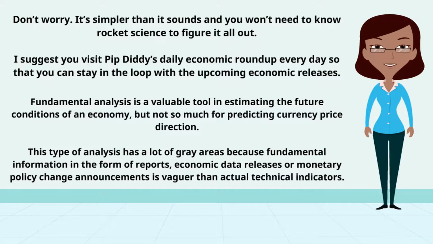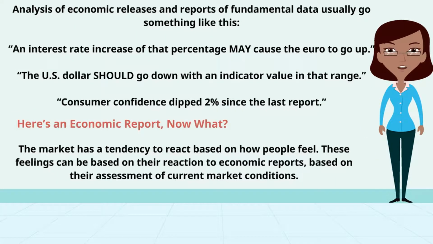This type of analysis has a lot of gray areas because fundamental information in the form of reports, economic data releases or monetary policy change announcements is vaguer than actual technical indicators. Analysis of economic releases and reports of fundamental data usually goes something like this. An interest rate increase of that percentage may cause the euro to go up. The US dollar should go down with an indicator value in that range. Consumer confidence dipped 2% since the last report. Here's an economic report, now what?